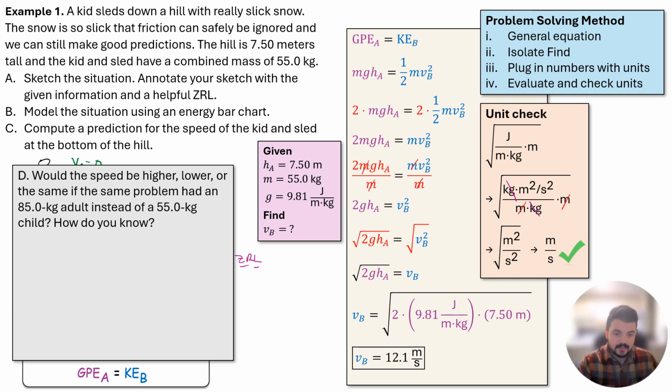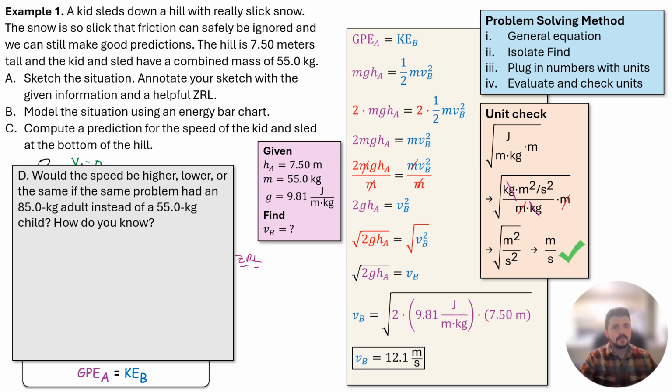Well, what I'm going to do to answer this question is look at where we plugged in numbers, and actually I'm going to go one step higher than that. And what I'm going to notice is that the speed depends on the planet you're on, g, and how high up the hill is, but the mass isn't anywhere to be found. And in fact, that's because it divided out a few steps earlier. And because mass is not in the final equation I got for the speed v based on the information I'm given, it must be true that the mass of the person doesn't matter. And so it would be the same speed.